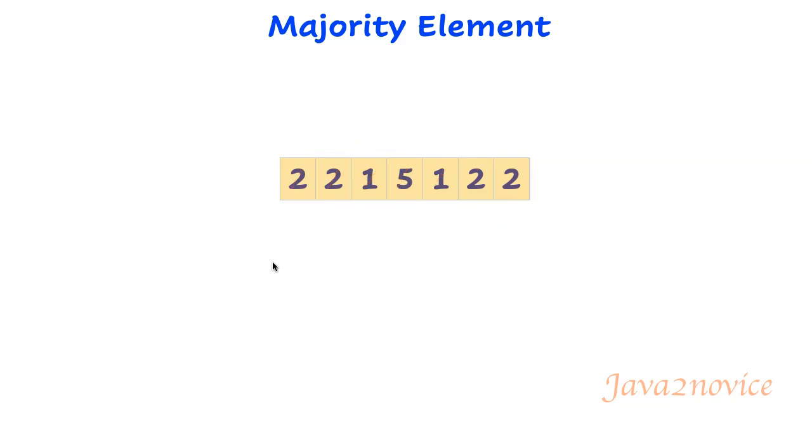We will declare 2 variables, count and element. Their initial values are 0. Now we will iterate over the array. Initially we are at index 0. The current number is 2. At any time, if count is 0, then we will assign the current number to the element variable. We will assign 2 to the element variable, so its value is 2 now. Now if the current number matches the element, then we increment the count by 1. So its value is 1.